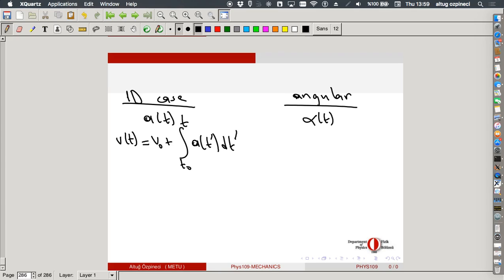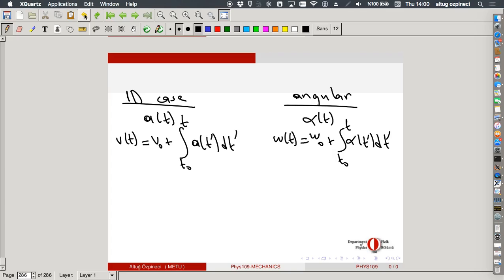Well, we have the analogous in the angular case. The analog of the velocity is the angular velocity. Angular velocity at time t is the angular velocity at time t0 plus the change in the angular velocity. We just sum all the changes, that is alpha of t prime dt prime, from the initial time to the final time. And one more step, we can calculate the position as a function of time.